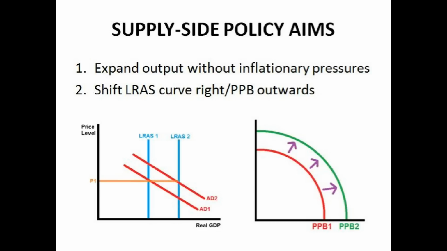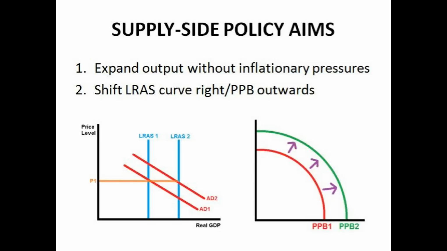left and the right. Obviously, the diagram on the right, which is the production possibility boundary, doesn't show that there's no inflation, it just shows an increase in the capacity. But that's quite an easy one to draw. If you've got more time and you want to do some actual explanation, go for the one on the left, which is the long-run aggregate supply curve.